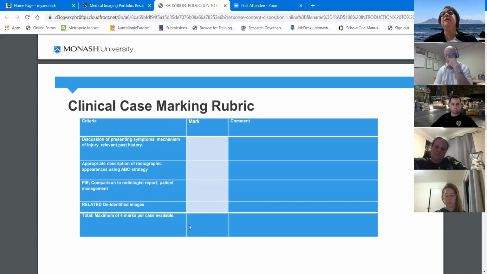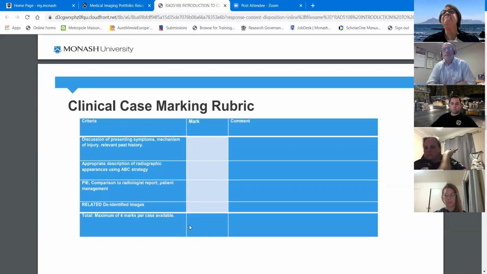So remove any identification, the name of the doctor or the hospital, all of that needs to be removed, so that you only have images with no other identification except for a marker. And then the total marks for each case will be 4 marks in total. So any questions around that?